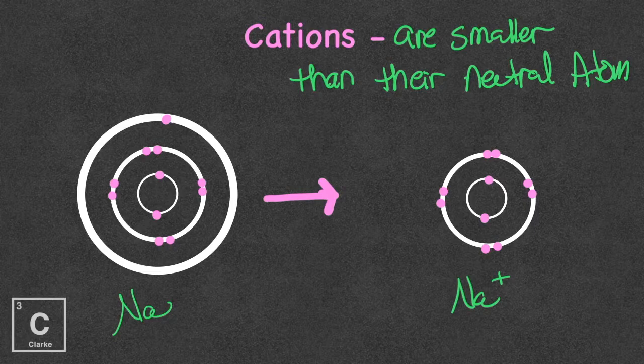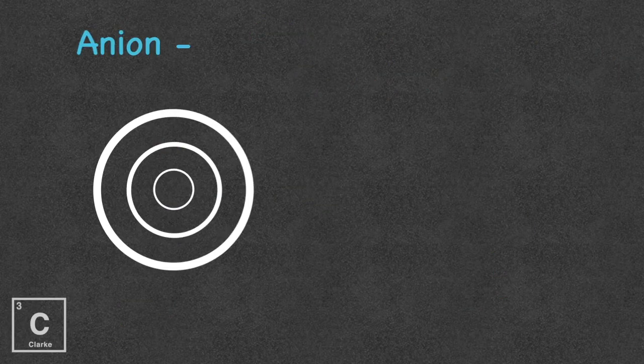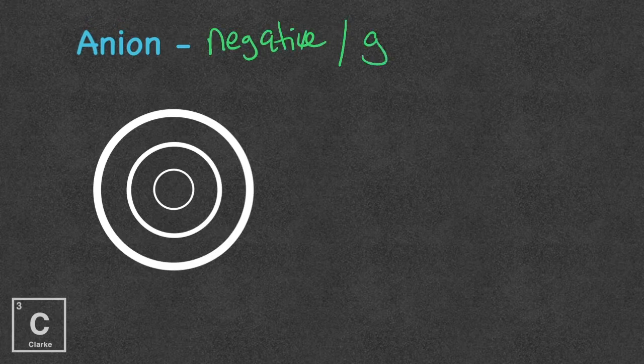Let's talk about anions. Again, let's remember, an anion is a negative ion. It's negative because we're gaining electrons. I know, negative, gain, that doesn't seem to go together, but again, remember electrons are negative, and if we're gaining more electrons, we're going to get more negative.